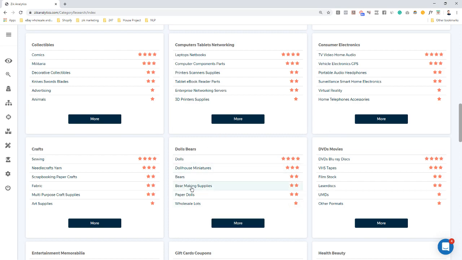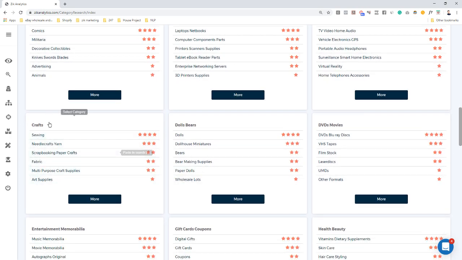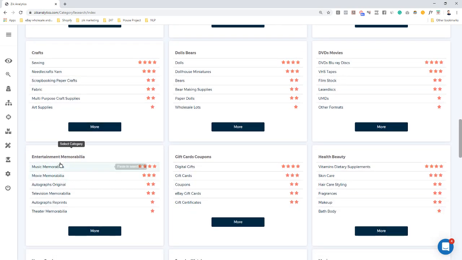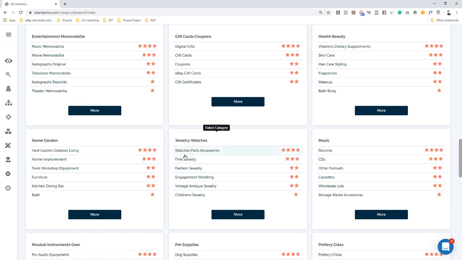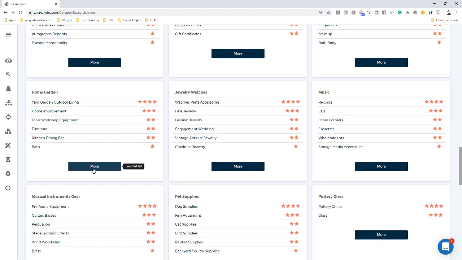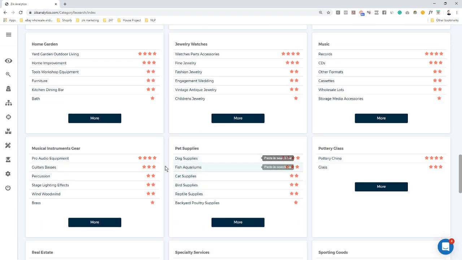Dolls, bears can work. Crafts definitely can work. Entertainment, I completely ignore this one. Gift cards, coupons, completely ignore. Health and beauty, very strong category. Jewelry, watches is a very strong category. Home and garden, very strong category. Pet supplies, strong category. Musical instruments, also a nice category.